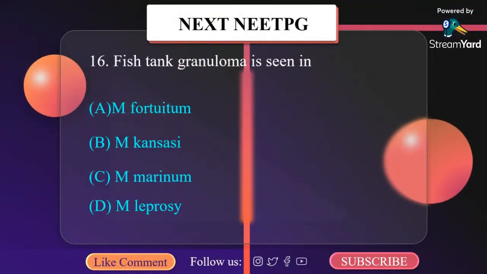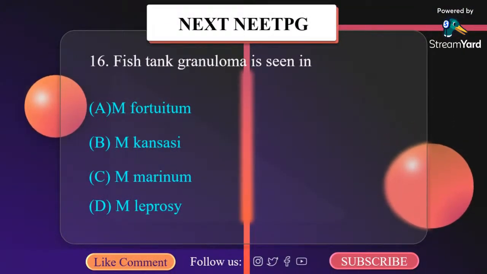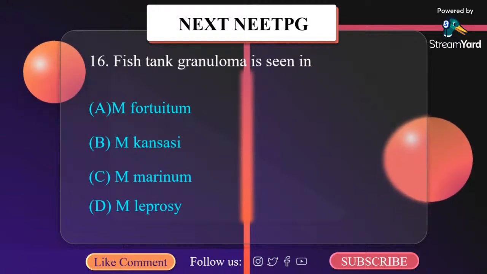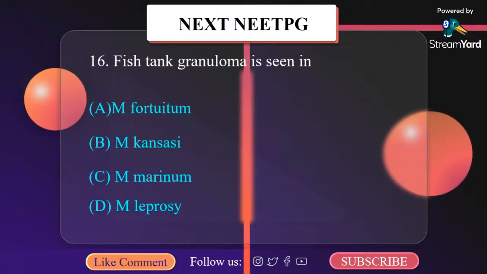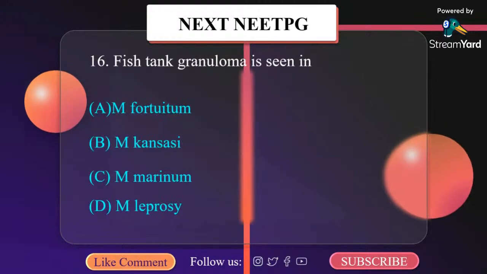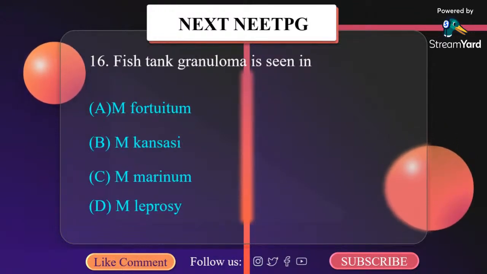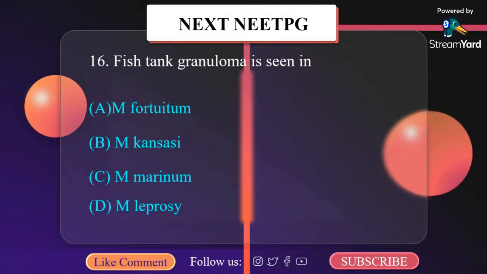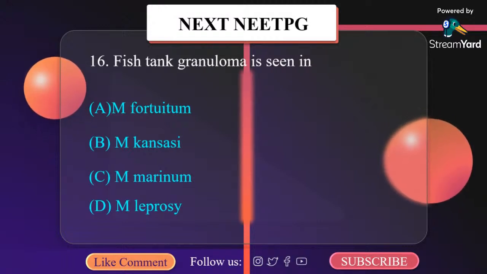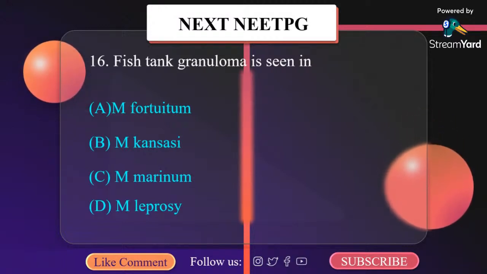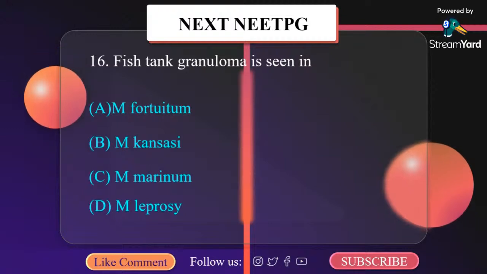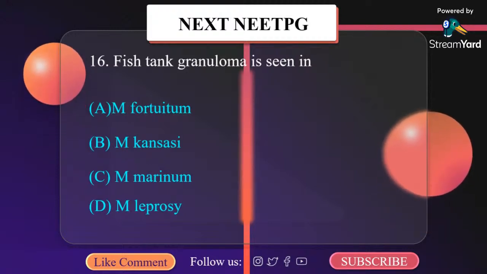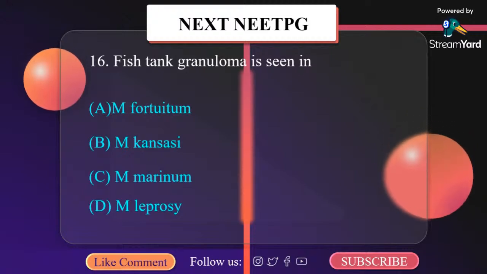Fish tank granuloma is seen in: M. fortuitum, M. kansasii, M. marinum, M. leprae. It is M. marinum. Fish tank granuloma, also called swimming pool granuloma, is caused by M. marinum. Aquarium granuloma, also known as fish tank granuloma or swimming pool granuloma, is a rare skin condition caused by non-tubercular mycobacterium known as Mycobacterium marinum. Skin infections with M. marinum in humans are relatively uncommon and are usually acquired from contact with contaminated swimming pools, aquarium, or sometimes infected fish.